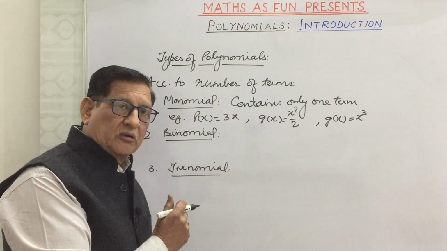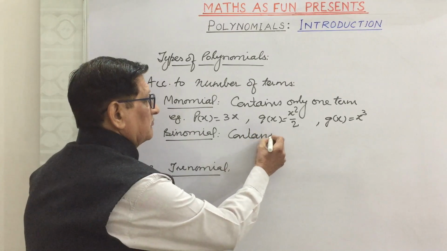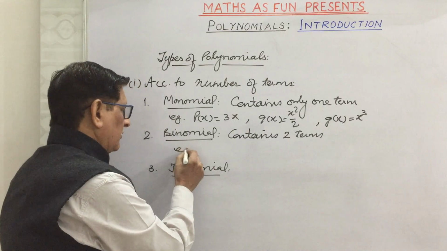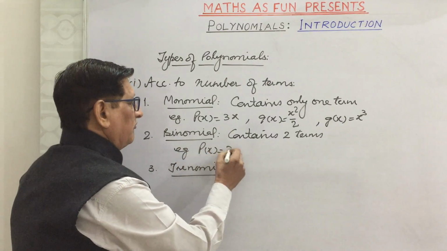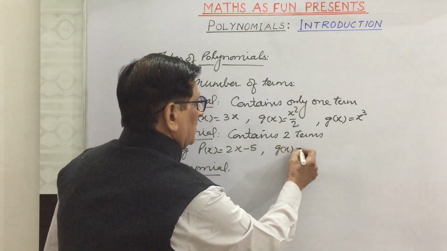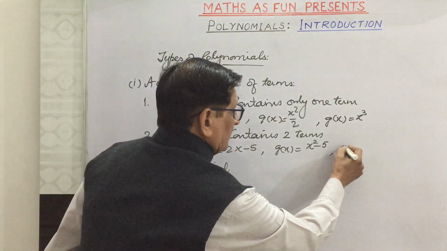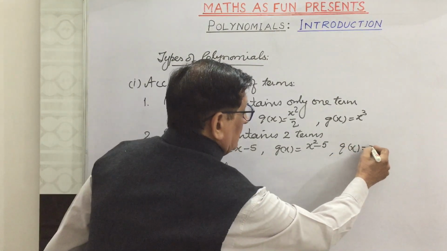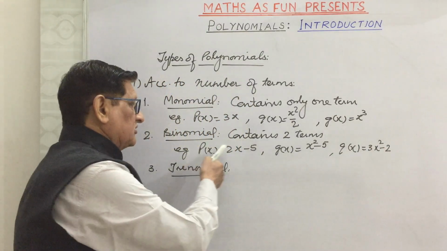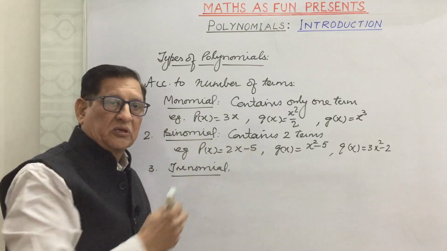Number 2, binomial. Bi means 2. Binomial means it contains 2 terms. For example, we have p(x) = 2x - 5. We have g(x) = x² - 5. We have q(x) = 3x² - 2. So these are the polynomials which contain only 2 terms, so they are binomials.